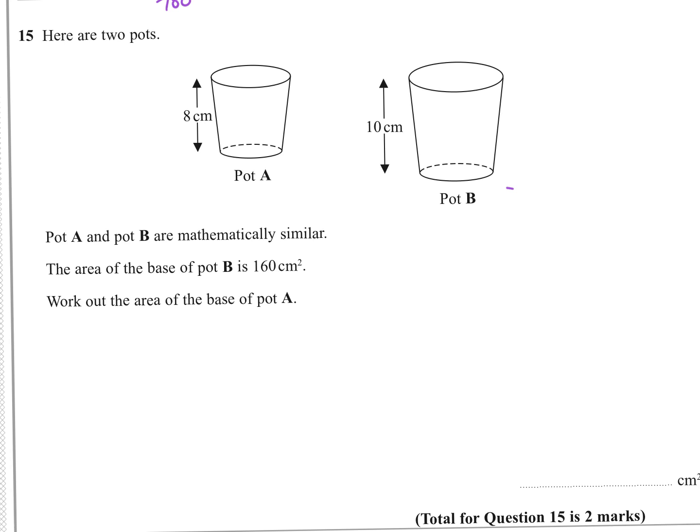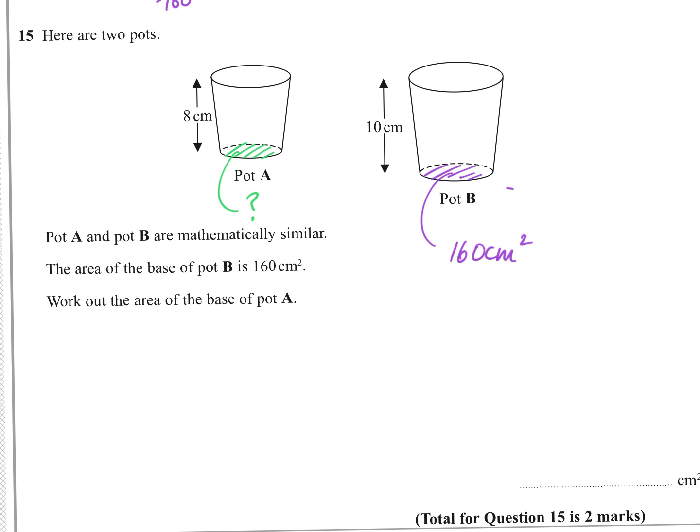Question 15. It shows a diagram of 2 pots, pot A and pot B, and they're mathematically similar, which means one is a direct enlargement in all directions of the other. So the area of the base of pot B, it says, is 160 centimetre squares, and we've got to work out the area of pot A.